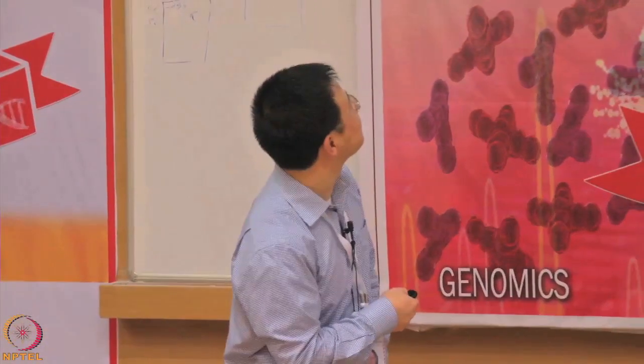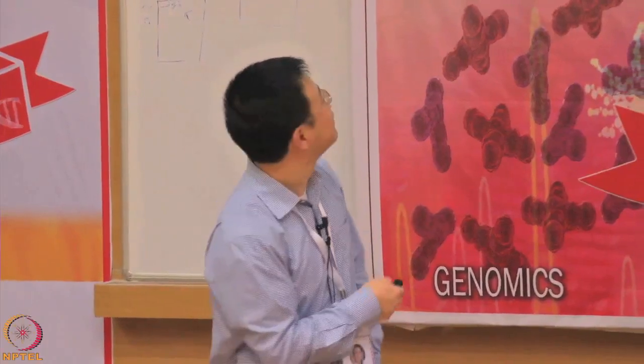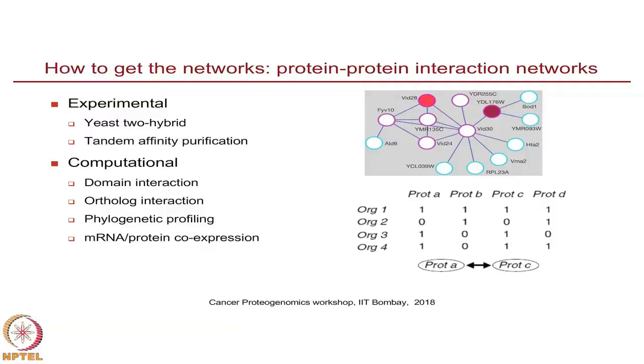Is it B and C? Yeah, exactly. A and C, because they always appear together, right? So if you need two proteins to interact, they have to coexist in that organism in order to interact.